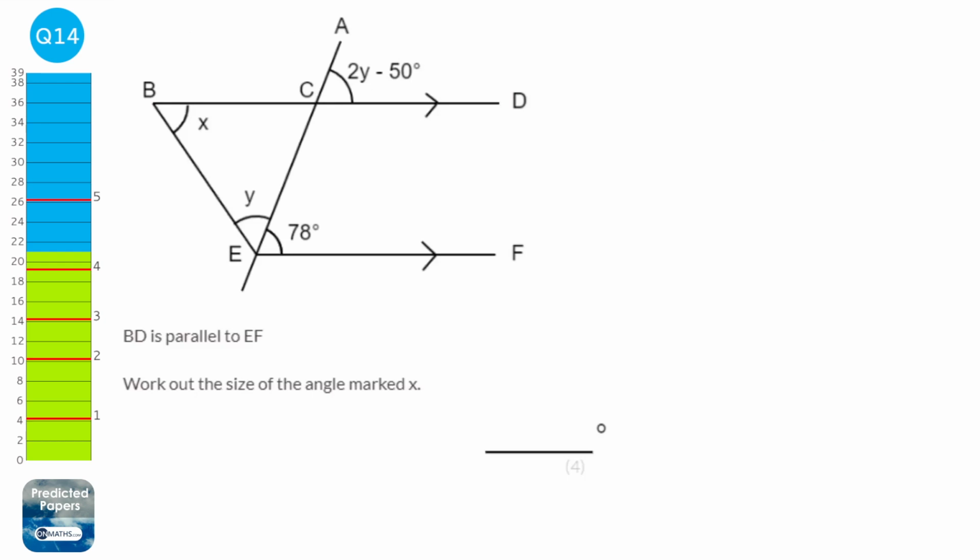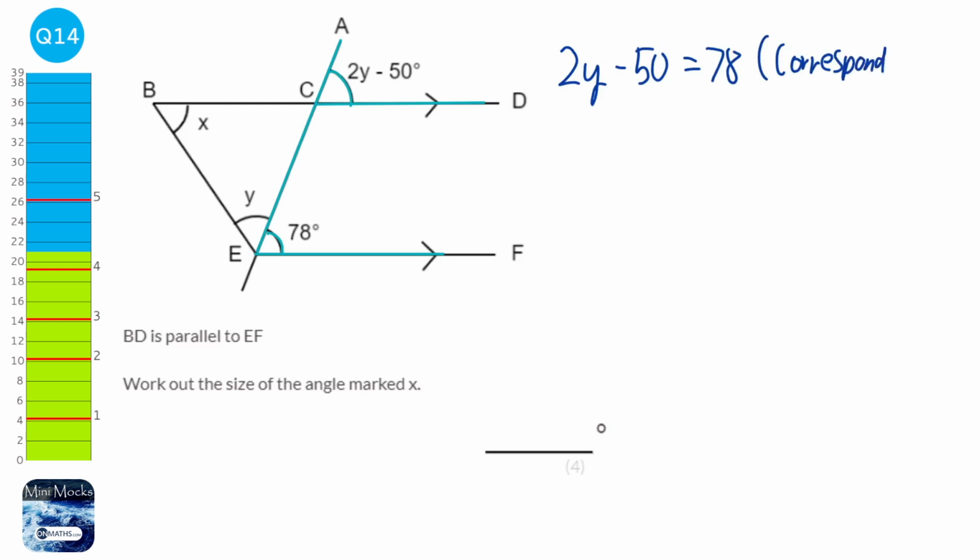To find out what the value of x is, we first of all have to find out what the value of y is. And we can notice that we've got 2 sets of parallel lines here and here, and a line going through them. And we've got these F angles, which we have to call corresponding angles. So we know that 2y minus 50 is equal to 78. And we must write down the reason, so corresponding angles, and corresponding angles are equal.